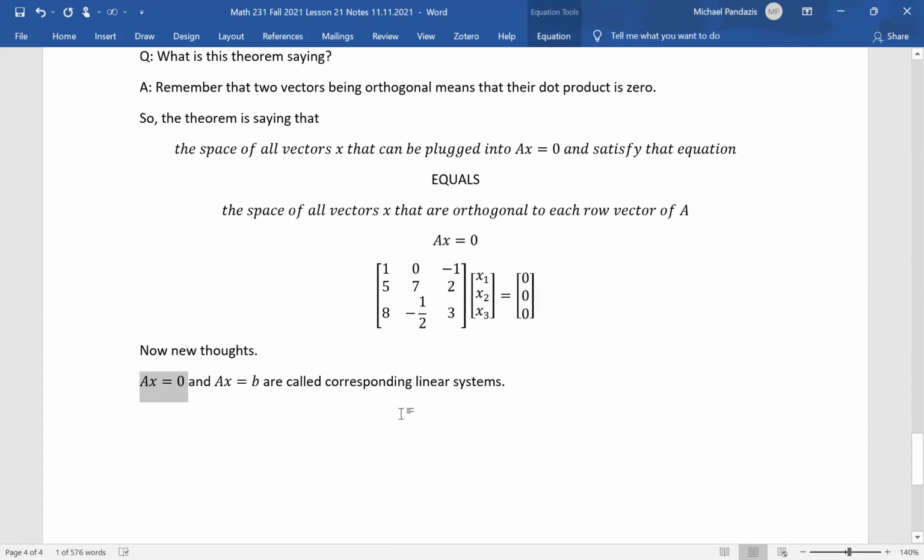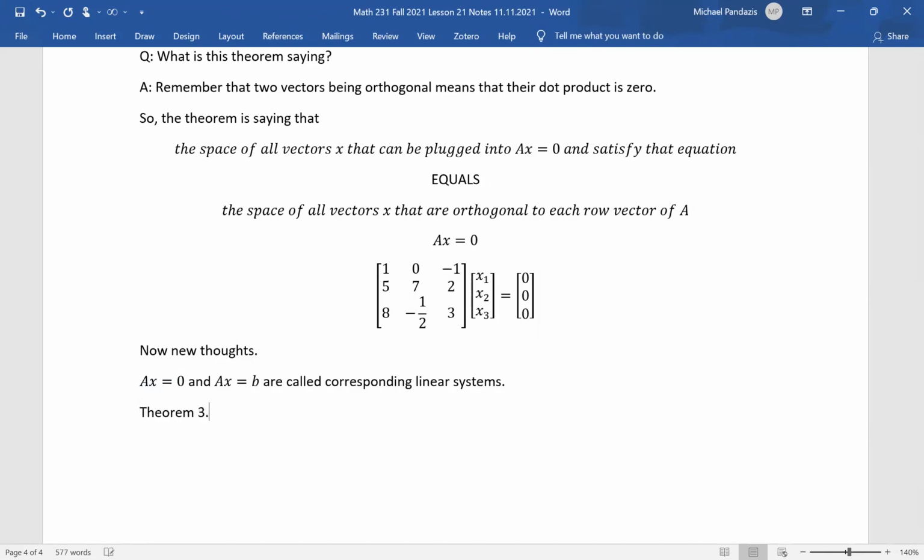Technically, this is a matrix equation. It's not a linear system. But when you start talking about things, you would just say the matrix equation that represents the linear system is a linear system. Okay, so this matrix equation is called a corresponding linear system to that matrix equation, because what's really happening is that the linear system that this matrix equation represents is corresponding to this linear system that this matrix equation represents. Okay, so mathematicians use shorthand a lot to speed up the conversation.